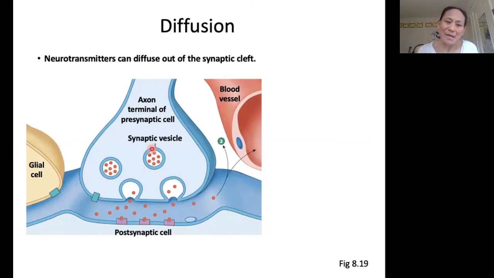Okay, the last mechanism that we have for removing neurotransmitter from the synaptic cleft is simple diffusion. Okay, so you all understand, hopefully, the principles of diffusion, right? We're going to have a high concentration of neurotransmitter in the synaptic cleft, and lower concentrations of neurotransmitter away from the synaptic cleft. That means that the neurotransmitter is going to follow its concentration gradient out of the synaptic cleft, all right? So those are our three mechanisms for getting rid of neurotransmitter that has been released into the synaptic cleft.